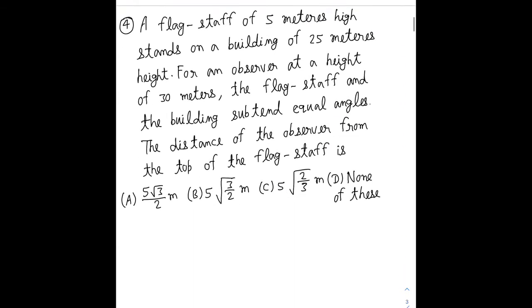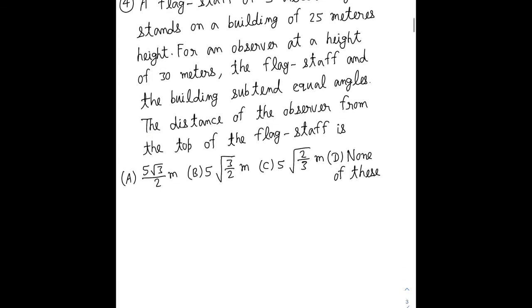Okay, next question number 4. A flagstaff of 5 meters high stands on a building of 25 meters height. For an observer at a height of 30 meters, the flagstaff and the building subtend equal angles. The distance of the observer from the top of the flagstaff is. So first of all, this is a height and distance question. So we need to plot the diagram properly. And once the diagram is plotted properly, then we can get the answer easily.